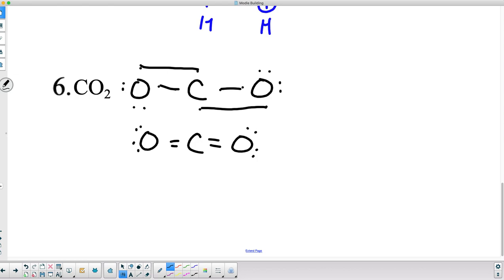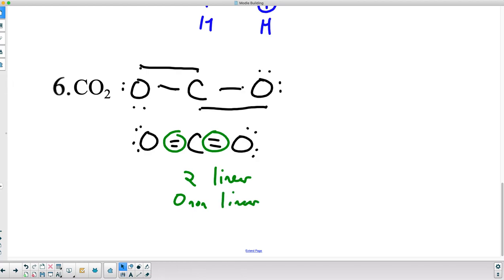I have a Lewis structure that looks like this. Electron domain geometry is 1, 2. 2 is linear. And because there are no non-bonding, 0 non-bonding, that's going to be linear also. Okay, and that's it. Good.